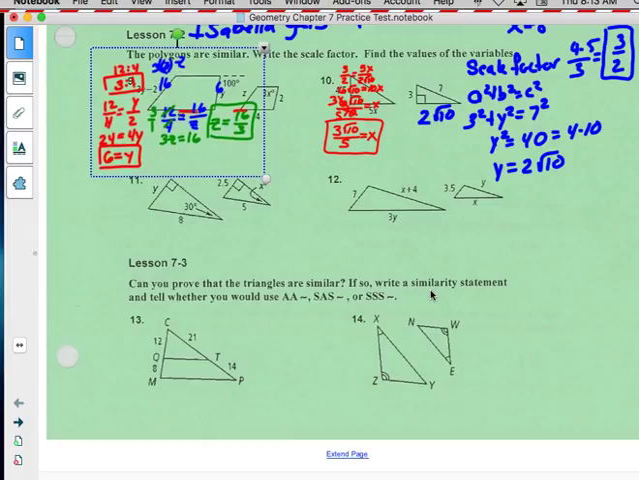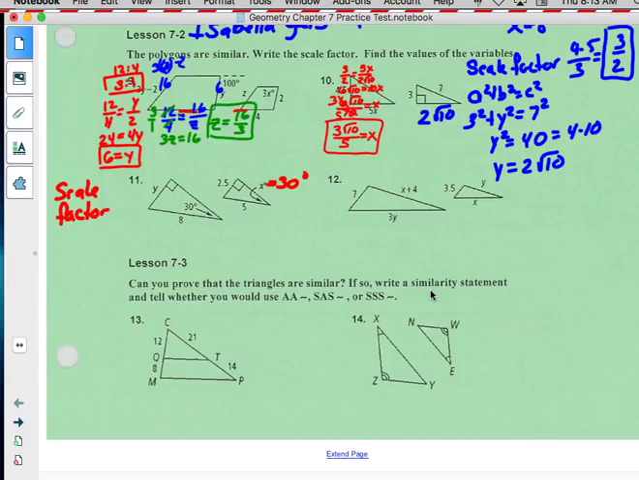Okay. Now, if I'm looking at 11, they're telling me that these are similar. They told me at the beginning the polygons are similar. Well, fine. If they're similar, I know x is equal to 30 degrees, right off the bat, because they are the same angle. Now remember, in similarity, the angles are the same, the sides are proportional. Now, my scale factor is 8 to 5. I got 8 in that triangle, 5 in that one, 8 to 5.